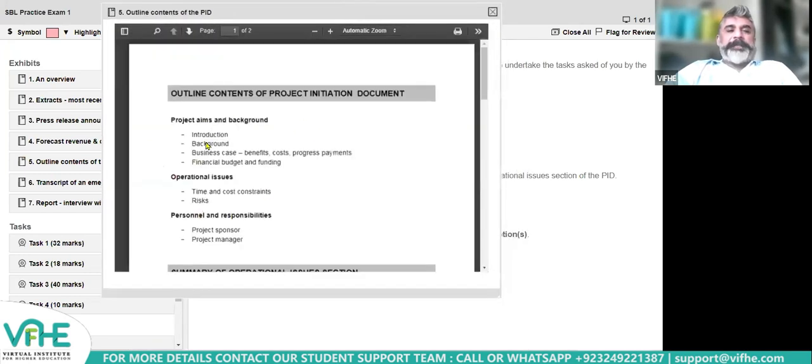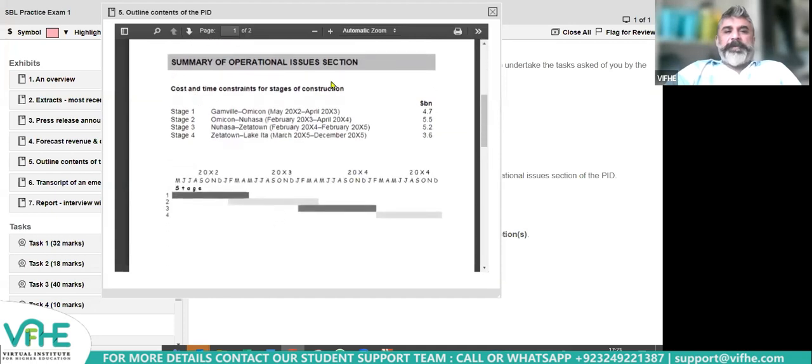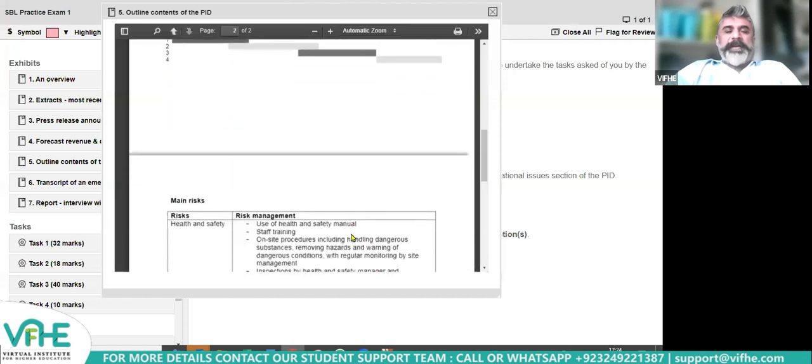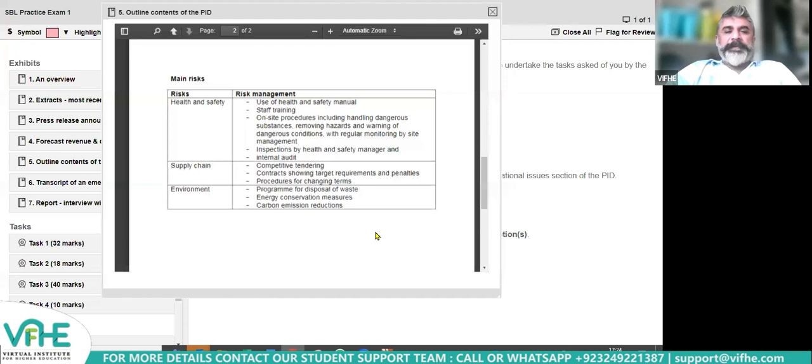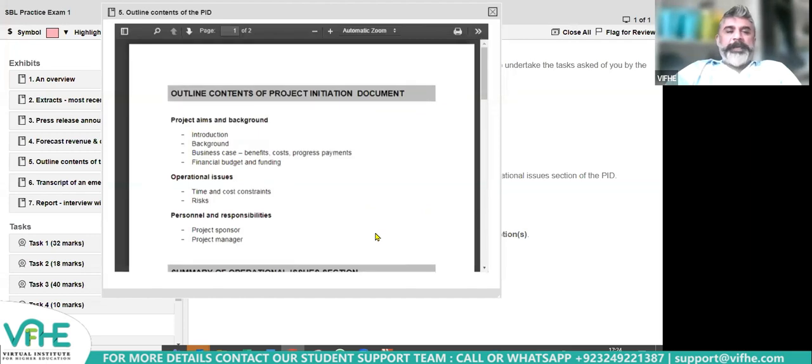So this gentleman has prepared the PID. You are reviewing it. So who has prepared this document? Remind me. Who has prepared this exhibit? The junior member. Yes. What has he done? He says outline contents of project initiation document. These are the contents of his document. And then he is saying summary of operational issues, and he's mentioned some operational issues. And then he's mentioned some key risks here. And that's it.